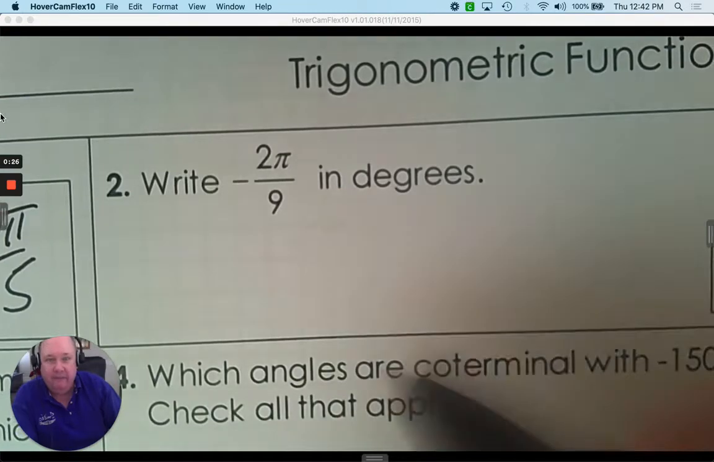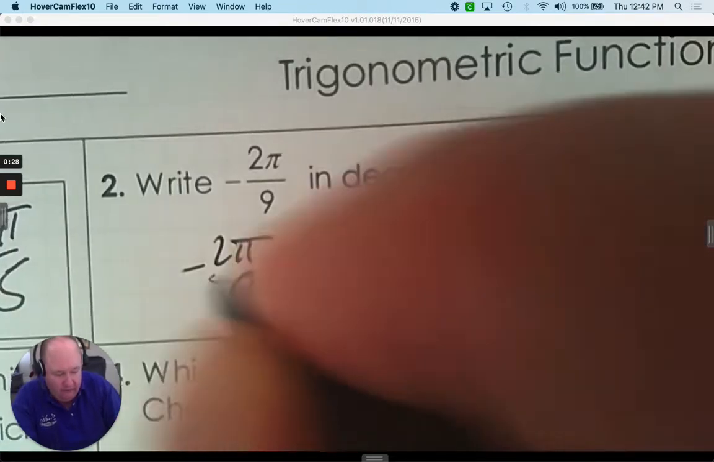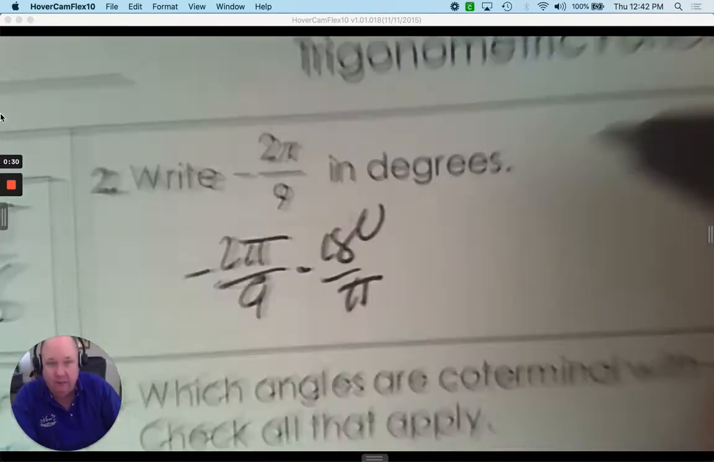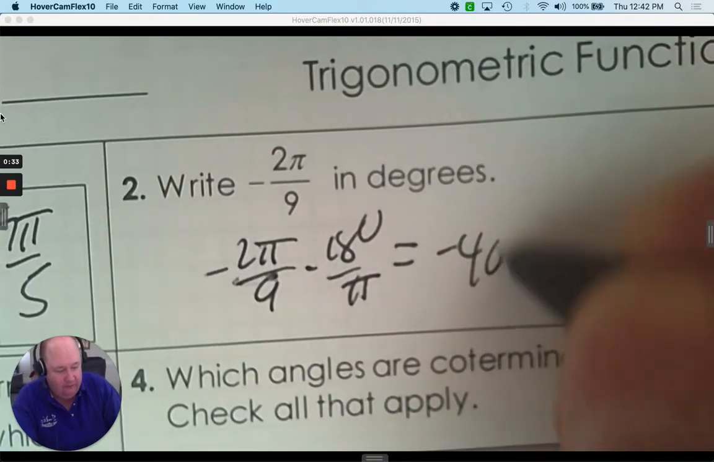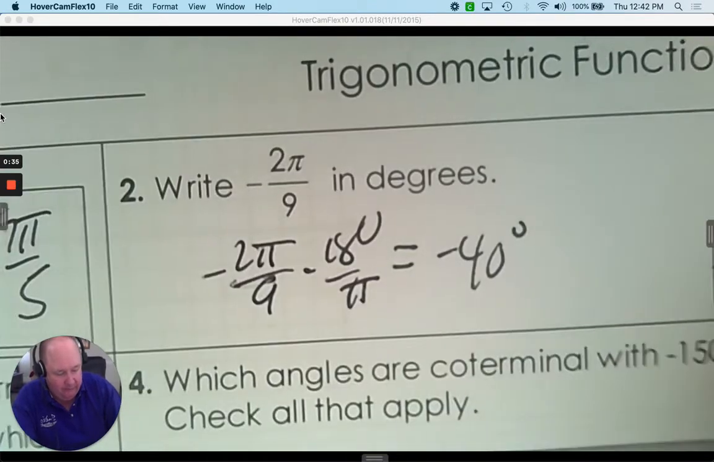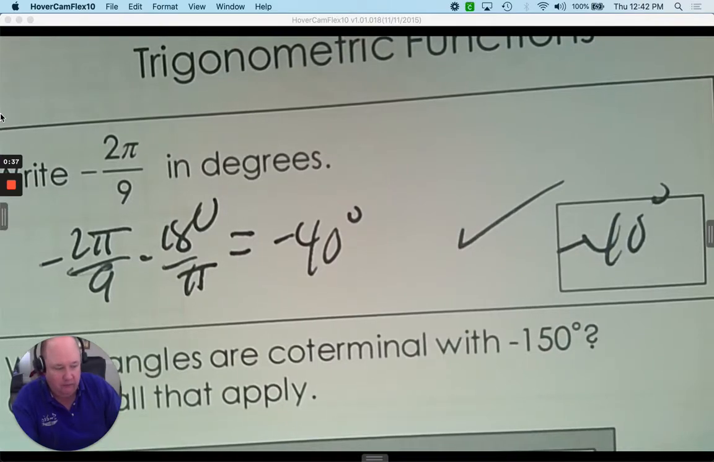Can you write negative 2 pi over 9 in degrees? Well, you multiply that times 180 over pi and reduce it down, and you get negative 40. That would be a second point if you got negative 40.